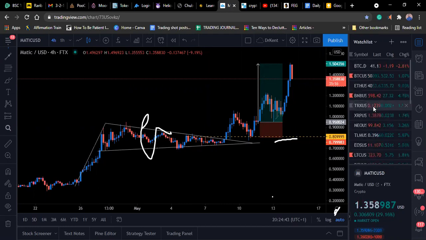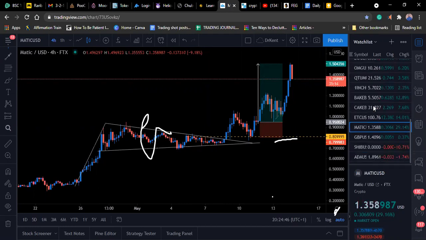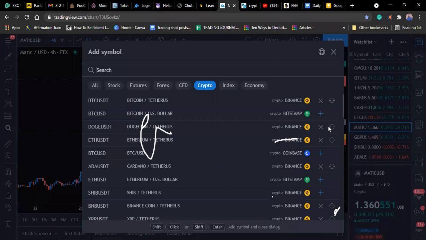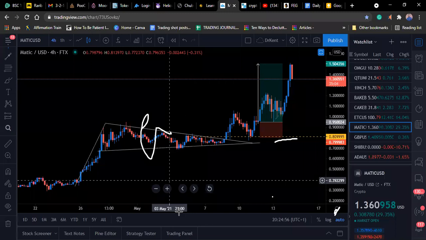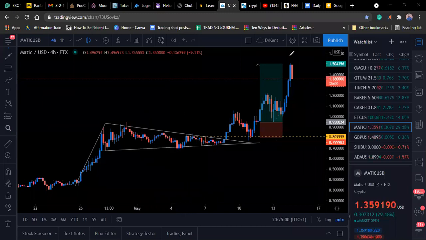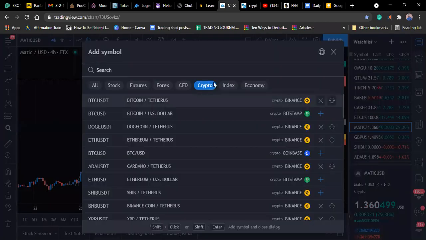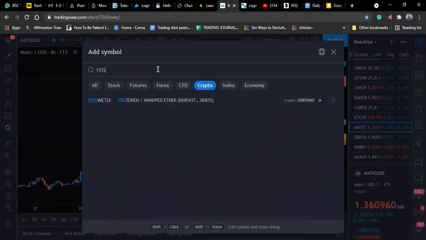So let me say I want to add, which pair? Let me say I want to add FEG. FEG is a new shit coin that has just been listed on OKX. So I want to track everything here. So I click on plus. I make sure I'm under crypto. Then I search for FEG.